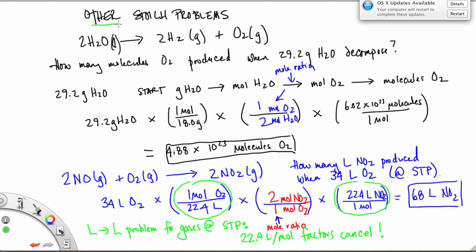So to reiterate, for any stoichiometry problem, we can convert from representative particles or liters or grams because we know how to go from all three of those things to moles. So we can solve any stoichiometry problem in any units that we would like. We just have to remember how to convert those units and how to write the proper mole ratio using the balanced chemical equations.